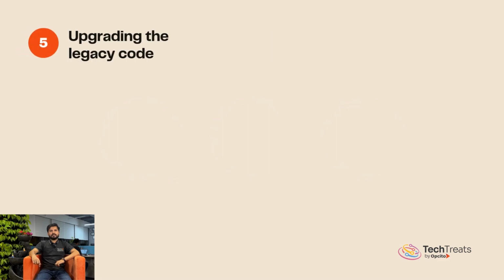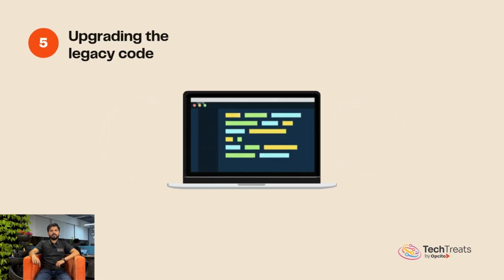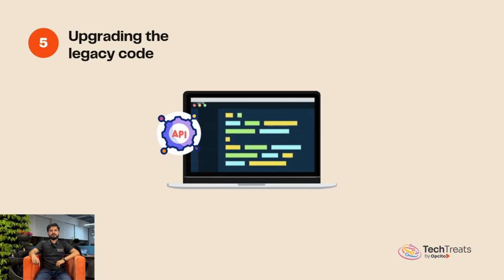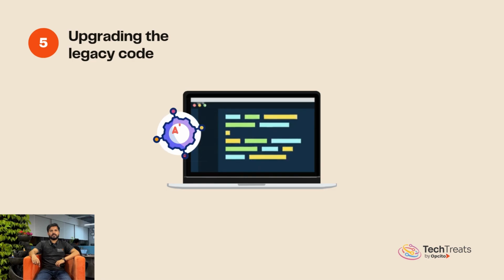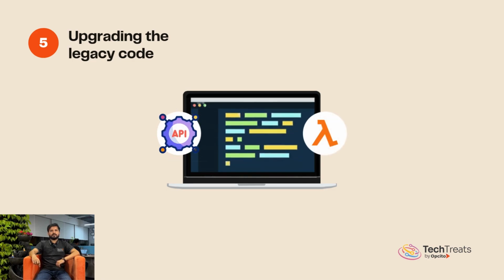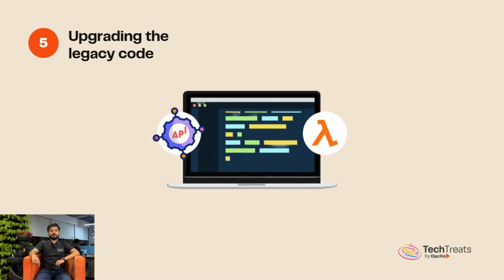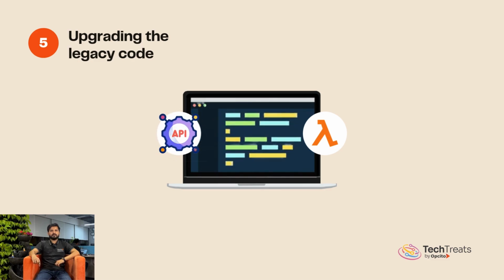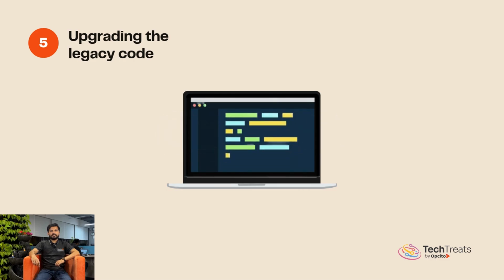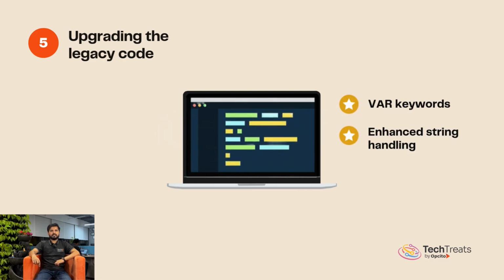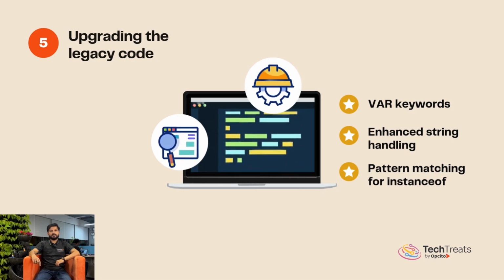Next, upgrading the legacy code by incorporating features like stream APIs introduced in Java 8 helps in simplifying the data processing and improving the performance. Lambda expressions can also be used to make the code more concise and flexible. Implementing Optional helps in handling null values more safely and eliminating potential null pointer exceptions. For even better efficiency, features from the latest versions of Java, like the var keyword and enhanced string handling, along with Java 17's pattern matching for instanceof, are utilized for improving code readability and maintainability.